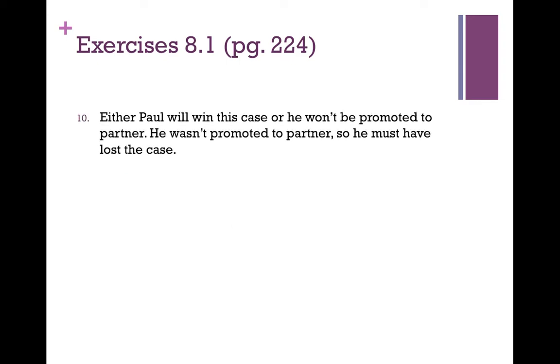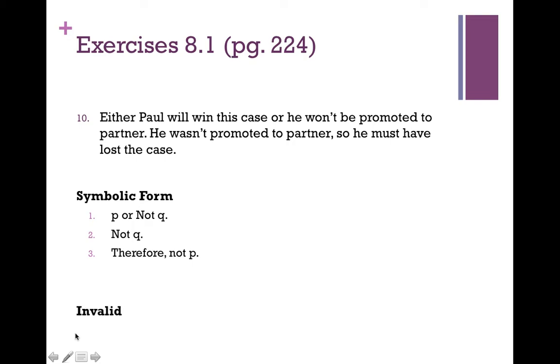Number 10. Either Paul will win his case or he won't be promoted to partner. He wasn't promoted to partner, so he must have lost the case. And the way we symbolize this argument is as follows. P or not Q, therefore not P. And this argument is invalid.